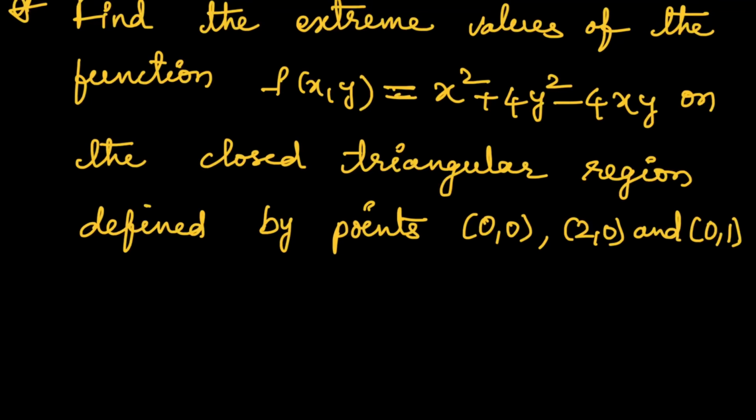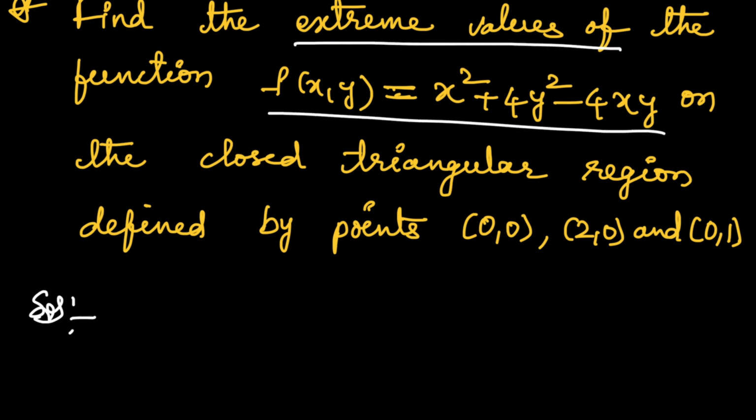Let us discuss a problem on extreme values of a function of two variables. Does it have a maxima and a minima? Extreme values means maxima and minima. Now find the extreme values of the function f(x, y) = x² + 4y² − 4xy on the closed triangular region bounded by the points (0, 0), (2, 0) and (0, 1).